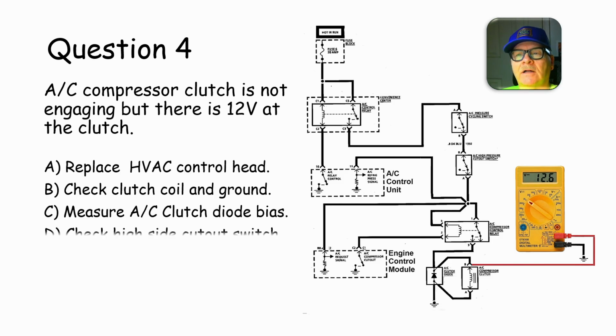Question 4. AC compressor clutch is not engaging, but there is 12 volts at the clutch. Do you replace the control head, check the clutch coil and ground, measure AC clutch diode bias, or check high side cutout switch?